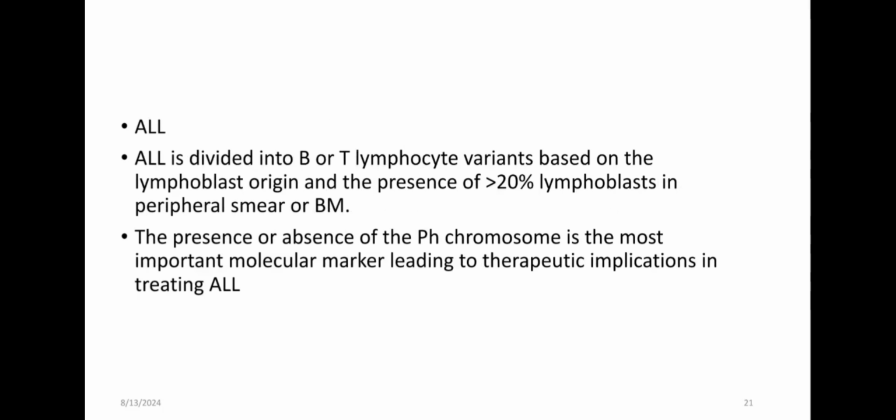Acute lymphocytic leukemia is divided into B or T lymphocyte variants based on the lymphoblast origin and the presence of more than 20% lymphoblasts in peripheral smear or bone marrow. The presence or absence of the Philadelphia chromosome is the most common molecular marker leading to therapeutic implications in treating ALL. The overall outcome depends upon the patient's response to induction therapy and the presence or absence of MRD, which is minimal residual disease, that may need further therapies or bone marrow transplant.